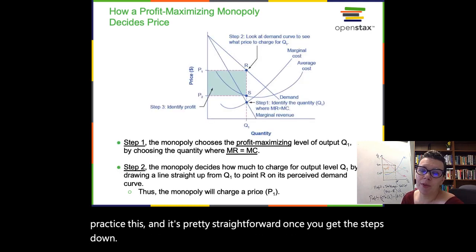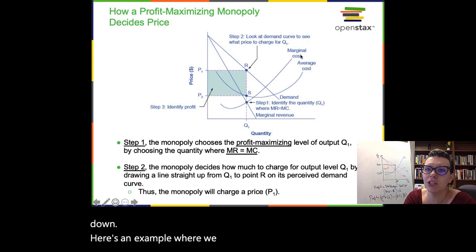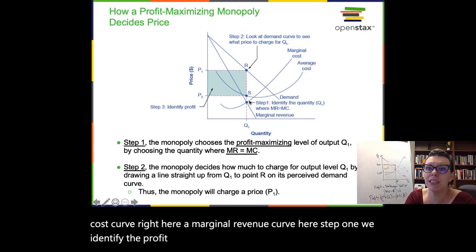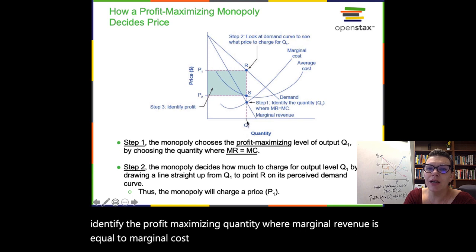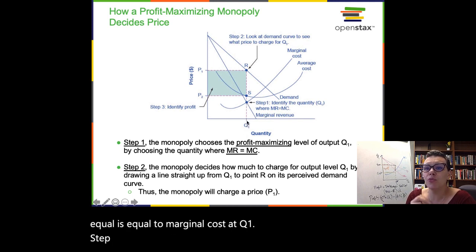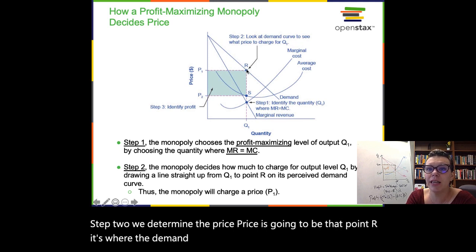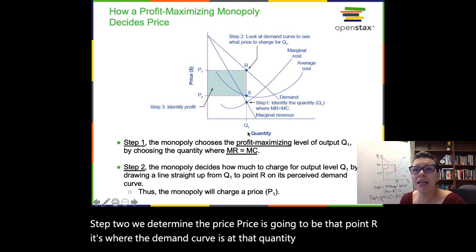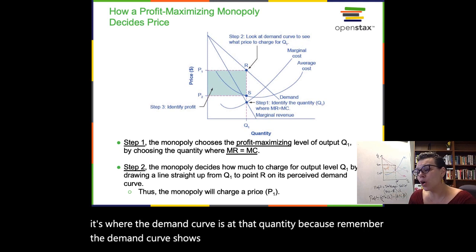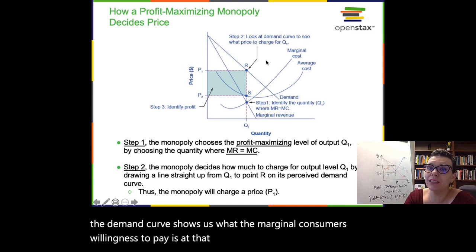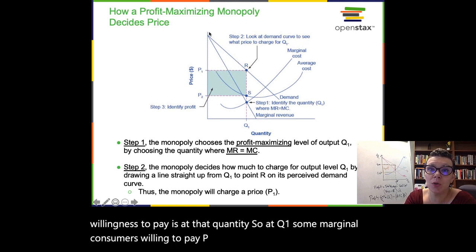So here's an example where we can look at a firm with a marginal cost curve right here, a marginal revenue curve here. Step one, we identify the profit maximizing quantity where marginal revenue is equal to marginal cost at Q1. Now, step two, we determine the price. Price is going to be that point R. It's where the demand curve is at that quantity. Because remember, the demand curve shows us what the marginal consumer's willingness to pay is at that quantity. So at Q1, some marginal consumer is willing to pay P1. Everyone else would pay more.